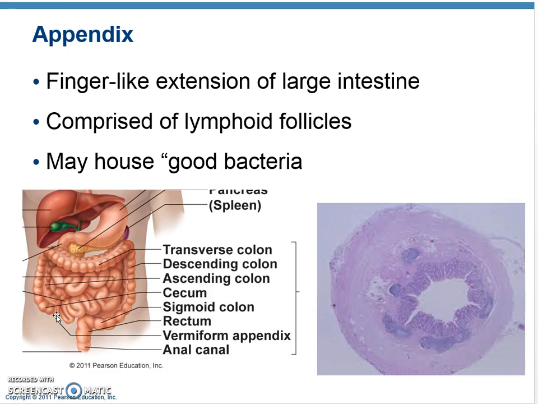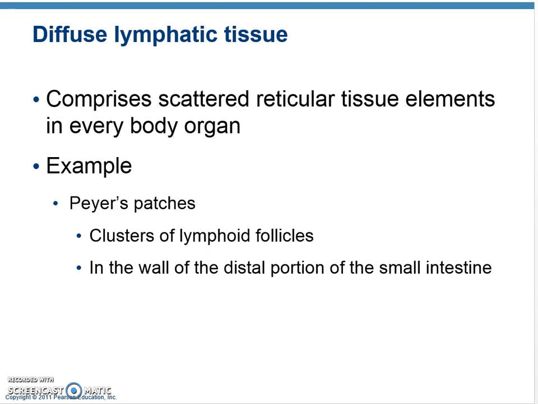Appendix is, as you can see, where is it? Right there. It's this little finger-like projection that hangs off the bottom of your large intestine, and it has a number of lymphoid nodules. Primarily what we think it does right now, but there isn't scientific consensus on this, is that it actually serves as a reservoir of good bacteria, so that if you get the flu and you have diarrhea, right, you empty out your colon, you can repopulate the good bacteria from the appendix. Those are the individual lymphoid organs that you need to know.